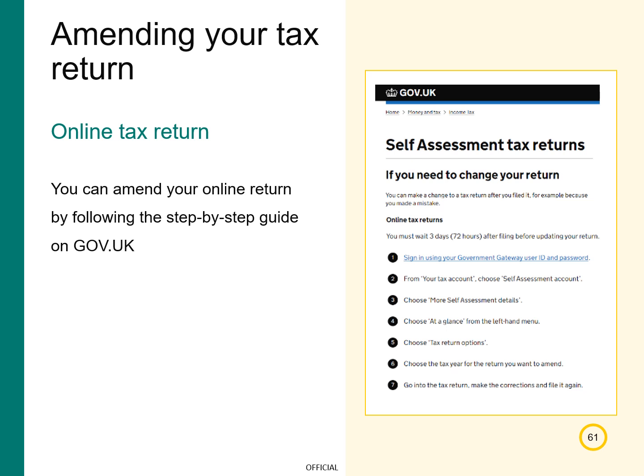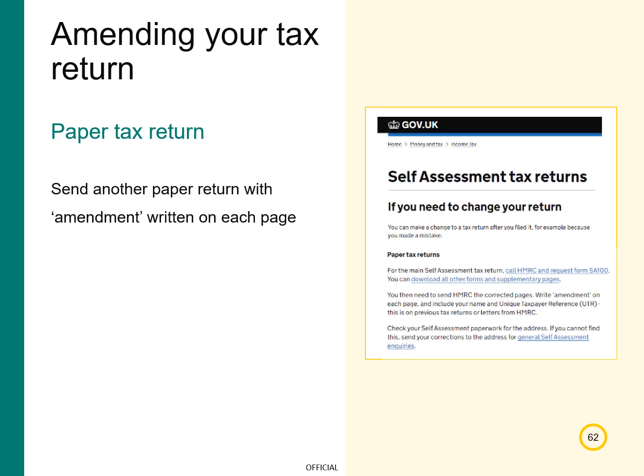You can amend your online return by following the step-by-step guide on gov.uk. If you originally sent us a paper return, simply send another paper return with amendment written on each page.